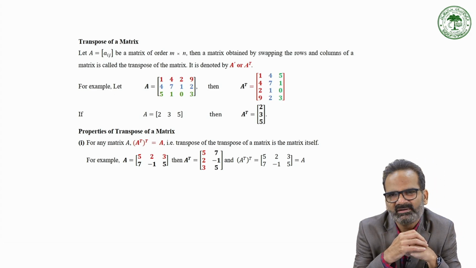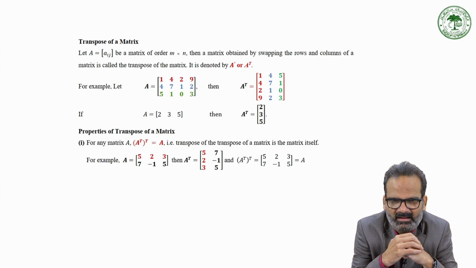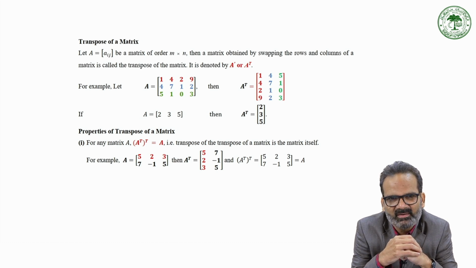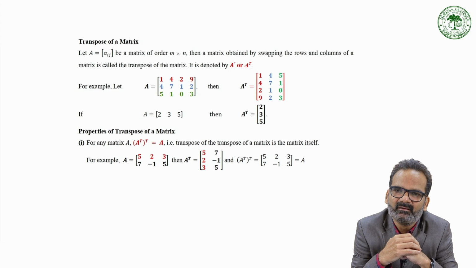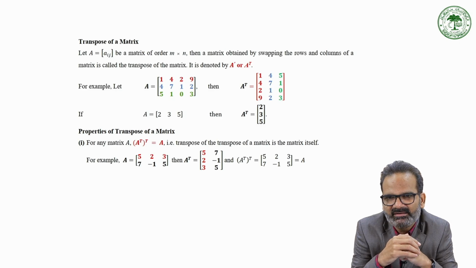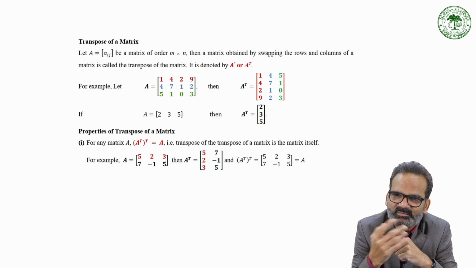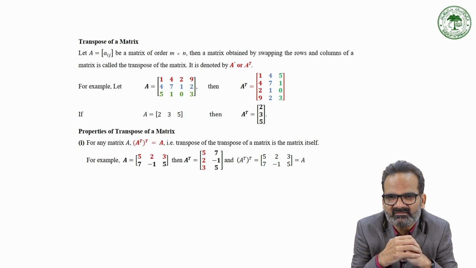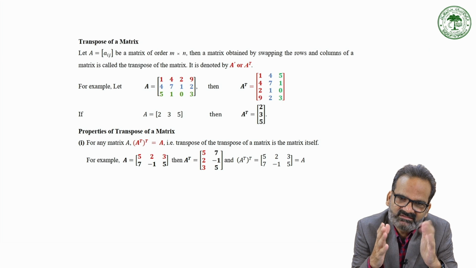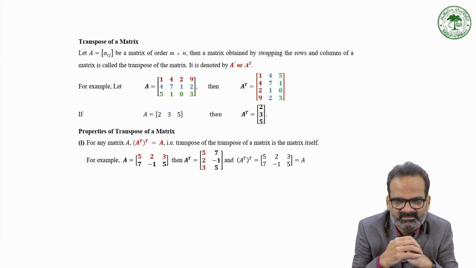Let us have its formal definition, which is given in every book. Let A equal Aij, a simple or general notation of a matrix. Let A be a matrix of order m by n. Then the matrix obtained by swapping the rows and columns of a matrix is called the transpose of a matrix. It is denoted by A prime, or in some books A raised to the power T. T simply refers to the transpose, right? So this is the formal definition of the transpose of a matrix.